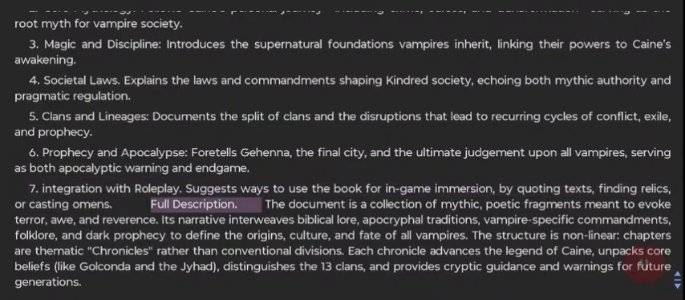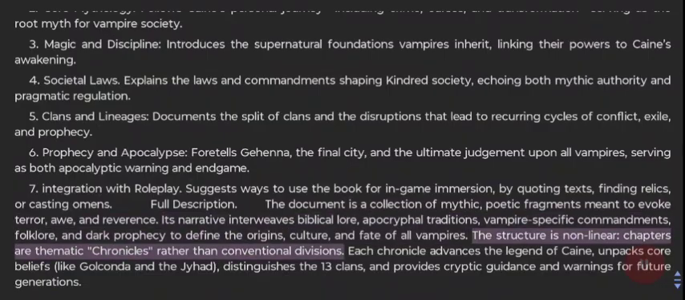Full description. The document is a collection of mythic, poetic fragments meant to evoke terror, awe, and reverence. Its narrative interweaves biblical lore, apocryphal traditions, vampire-specific commandments, folklore, and dark prophecy to define the origins, culture, and fate of all vampires.